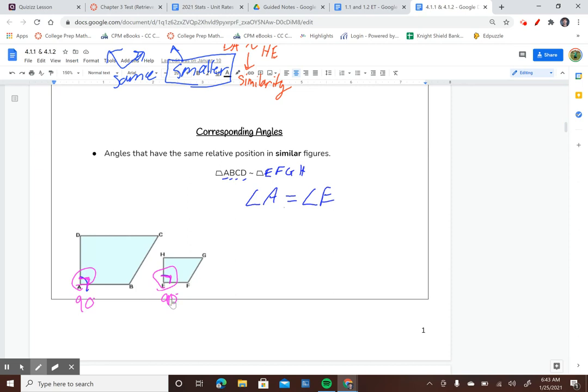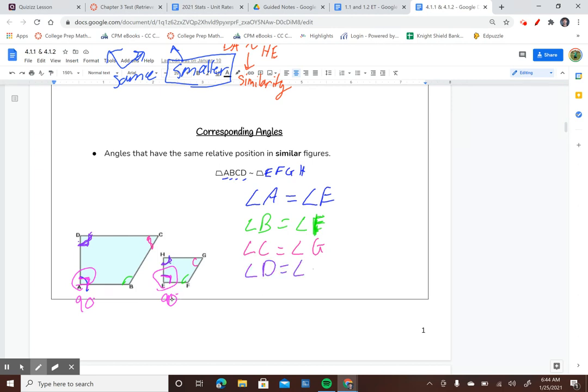And then we would say that angle B is equal to angle F. They're going to have the same measure here. And then we have angle C and angle G. Finally, angle D and angle H. Again, we see they're both right angles here, 90 degrees.